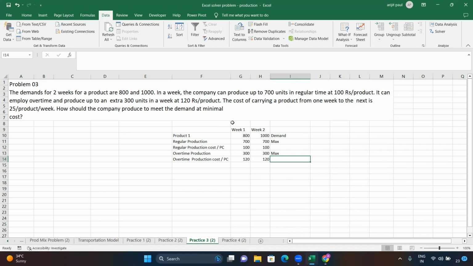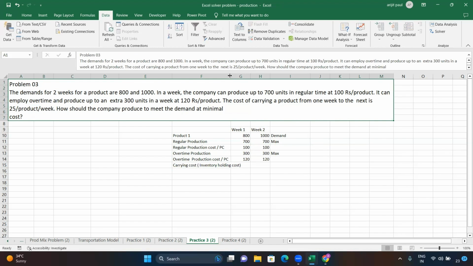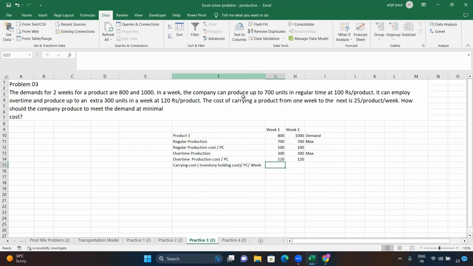Correct? Now, the cost of carrying a product from 1 week to the next is 25 rupees per product per week. So there is another angle, carrying cost. Or you can also consider this as an inventory holding cost. So inventory holding cost is per piece per week. As per the problem statement, it is 25 rupees. Correct? That is what they have mentioned.